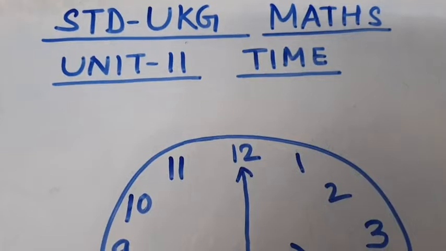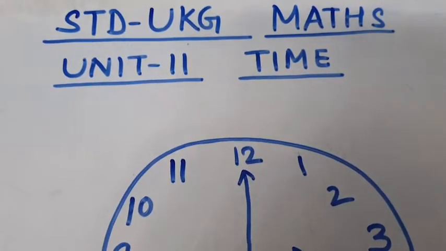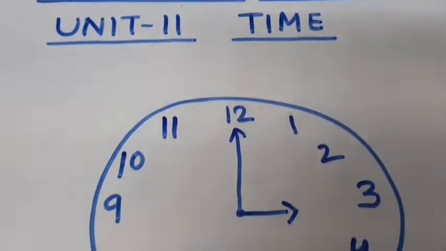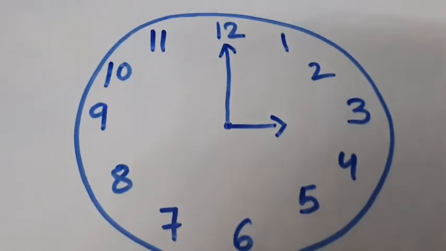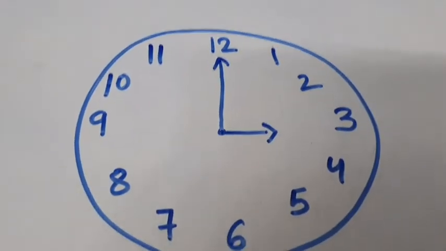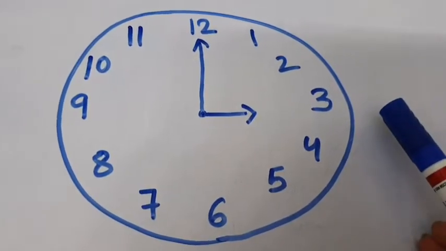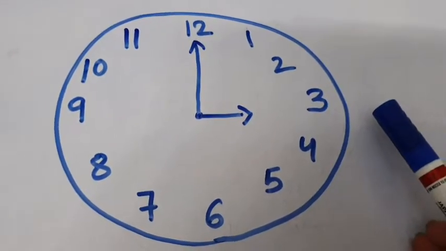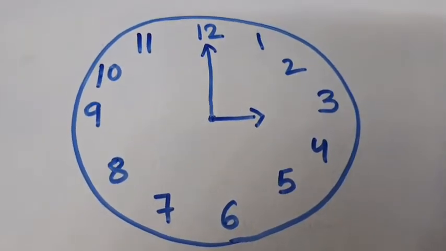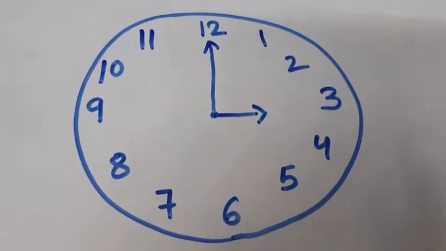Today we are going to start a new chapter, Unit 11, Time. Okay? Please follow today's class. Students, tell me, what is this? This is a clock. Very good. And why do we use a clock?